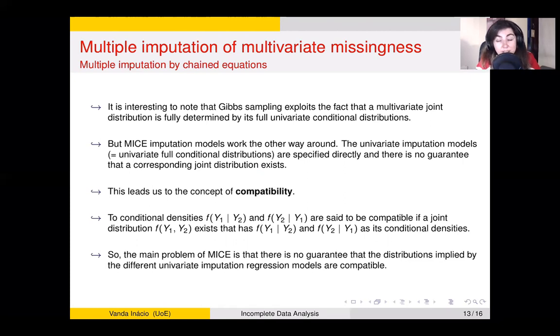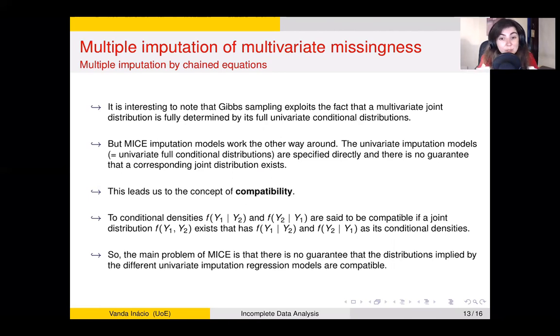But mice works exactly the other way around. Why? Because we start by specifying our regression models. So if we have 3 variables with missing values, we start by specifying the regression model for y1 given y2 and y3, for y2 given y1 and y3, and for y3 given y1 and y2, right? We do not start from a multivariate distribution and then come up with the full conditionals, but we do the other way around. We start with the full conditional distributions, and then we somehow cross our fingers and hope that there exists a multivariate distribution that corresponds to these conditional distributions.